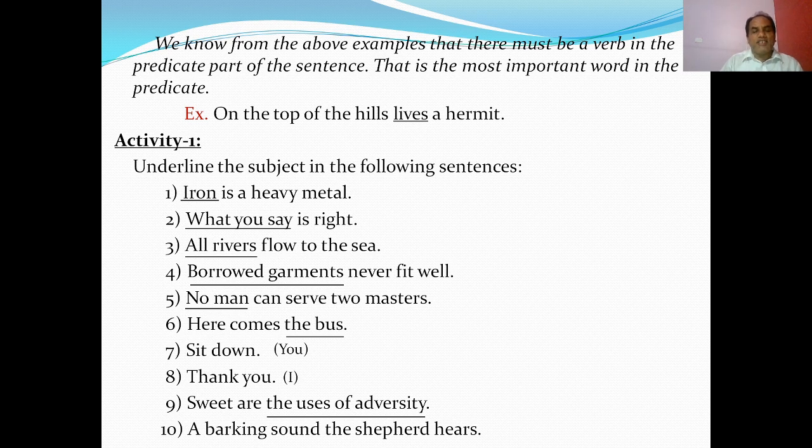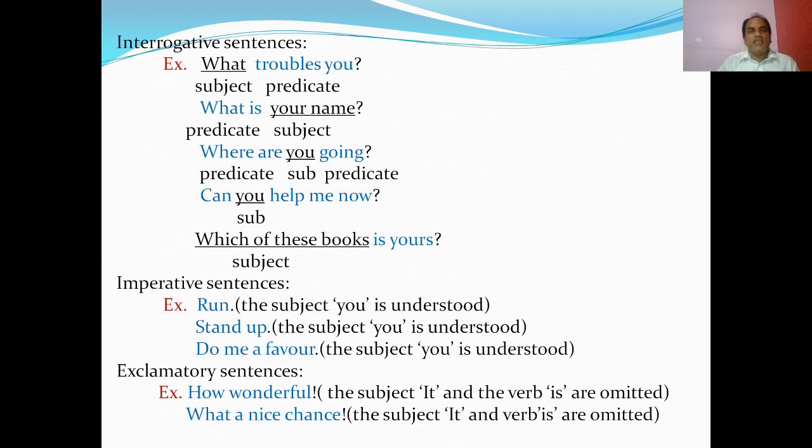Okay. A barking sound the shepherd hears. You see the sentence. So which is the subject? The shepherd is the subject. And what is the predicate? A barking sound hears. Really, the subject here is the shepherd, and a barking sound hears is the predicate. We can write this sentence in other way. The shepherd hears a barking sound. So the shepherd is the subject, hears a barking sound is the predicate. Okay, I think we are clear.